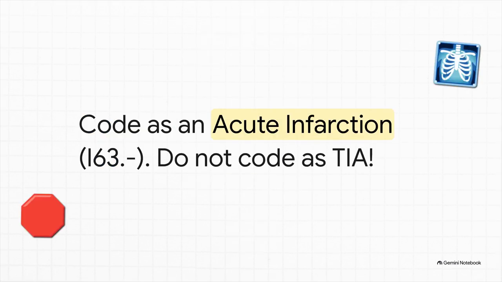So the crucial point is, the diagnostic label flips entirely. It absolutely cannot be coded as a TIA, even if the outward clinical symptoms resolved super rapidly. Because the imaging confirmed tissue death, you must code it as an acute cerebral infarction from the I-63 category. Imaging evidence of an infarction always overrides the temporary nature of the clinical symptoms. Do not let rapidly resolving symptoms trick you into using a G45.9 TIA code when the MRI proves otherwise.